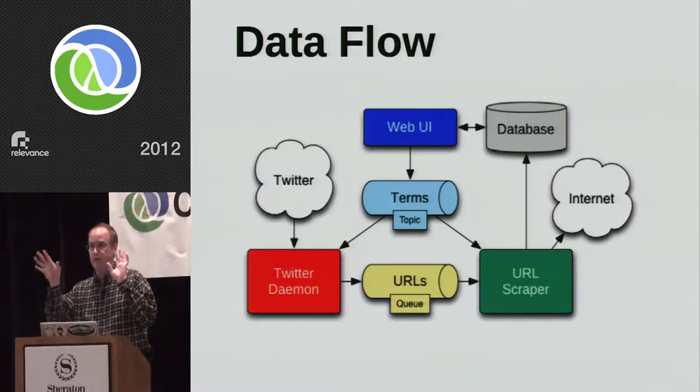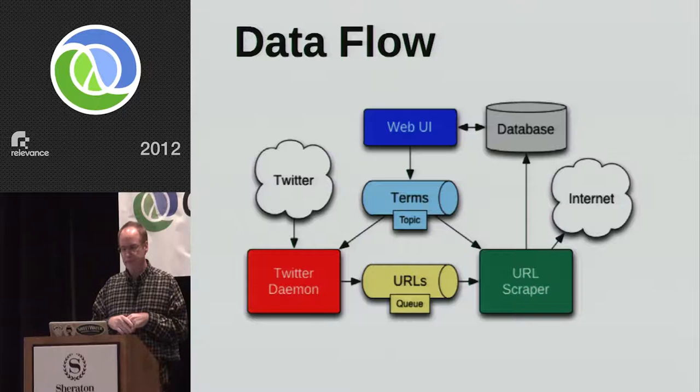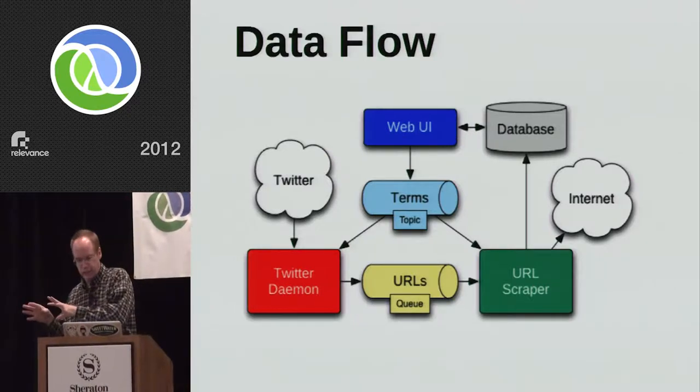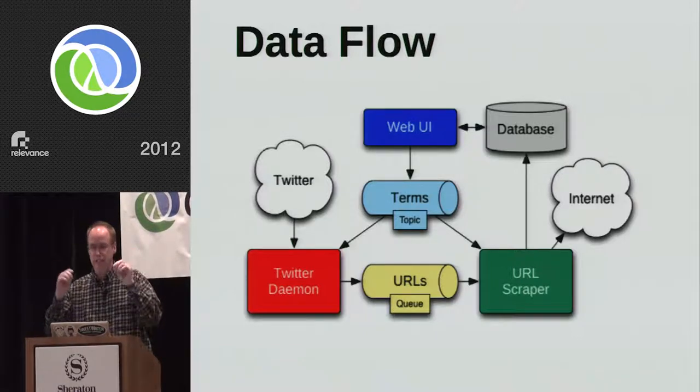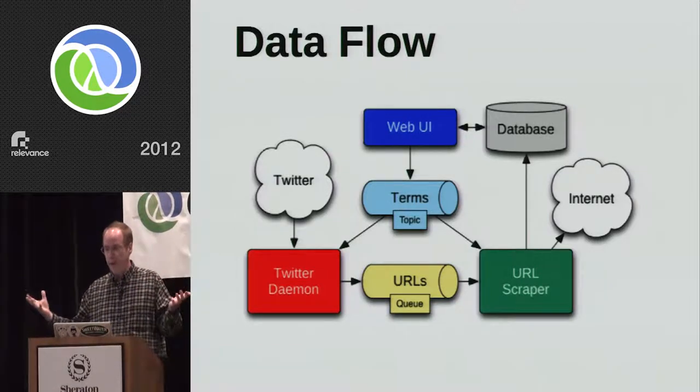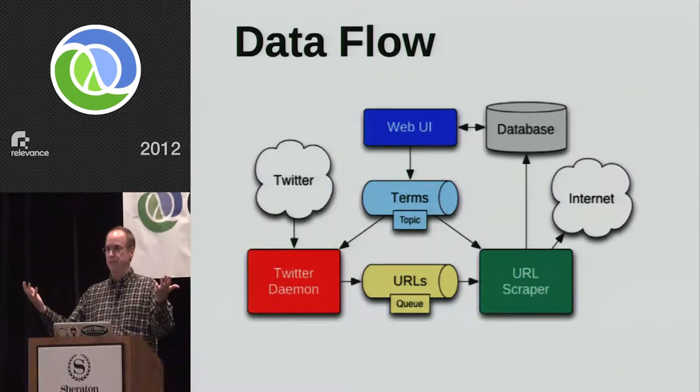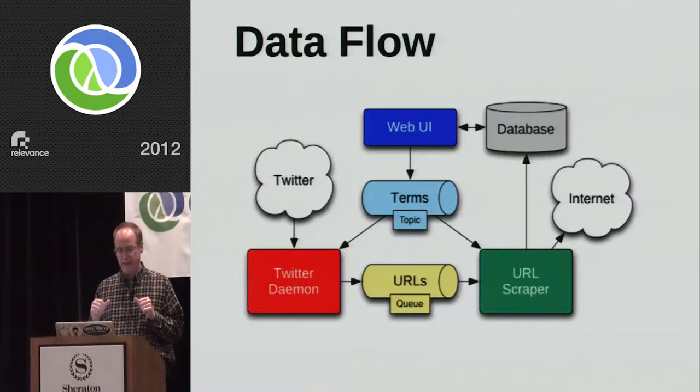So here's kind of the data flow for the app. This is what we're going to build. We'll have a web UI into which we can enter the search terms. We'll distribute those search terms over a messaging topic to components. They can reconstitute themselves in response to receiving those terms.